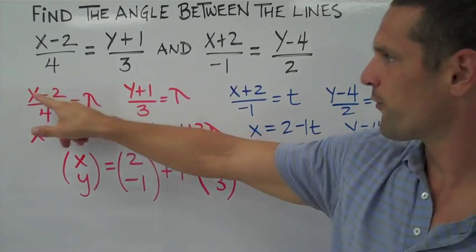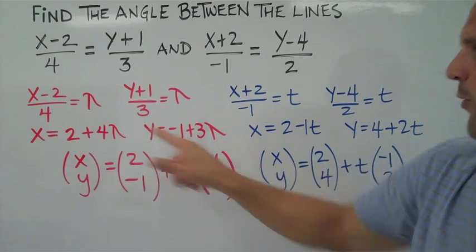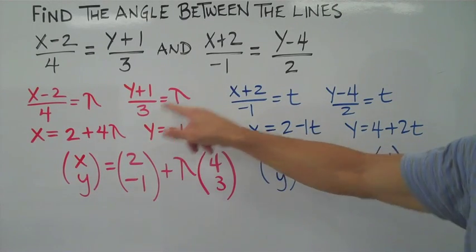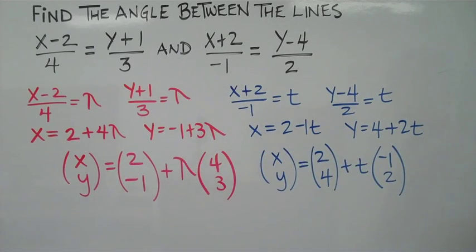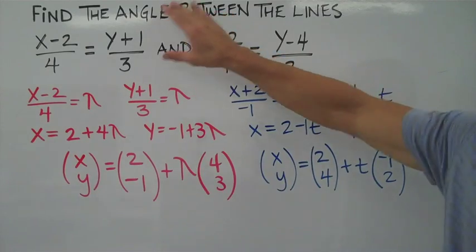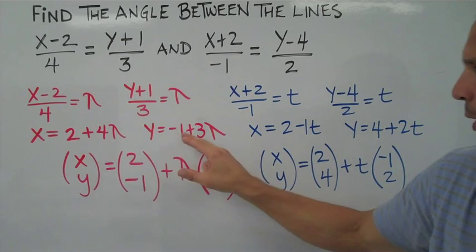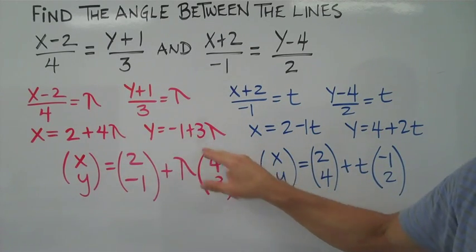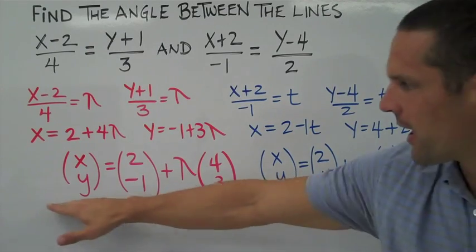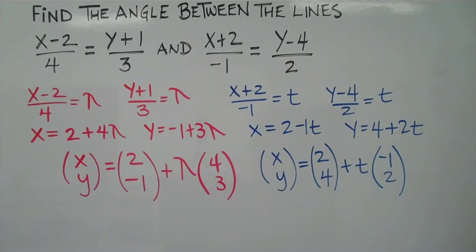We can now solve for x. Multiply by 4, add 2. We get x is equal to 2 plus 4 lambda. We can solve for the y. Multiply by 3, subtract 1. We get y equals negative 1 plus 3 lambda. Well, here are our two components of, if this is the Cartesian, this is the parametric form. X over y, 2 over negative 1, plus lambda times 4 and lambda times 3. Here is my parametric form, or these are the two parametric forms, but I can write it like this.